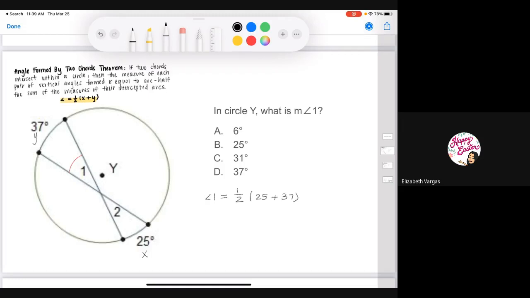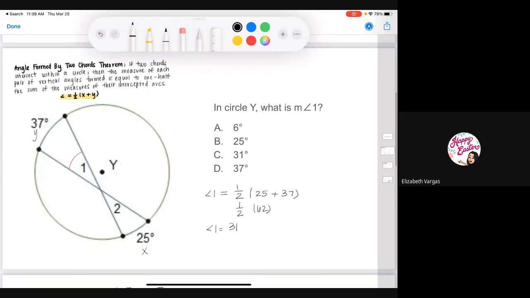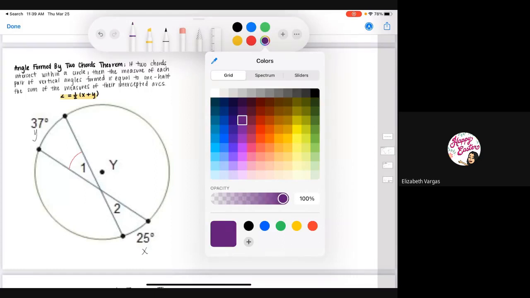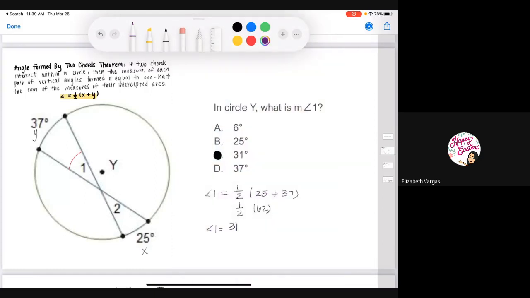25 plus 37 is 62, so 1/2. So basically, you're multiplying 1/2 by 62, which gives you 31. And so therefore, your measure of angle 1 is equal to 31 degrees, which gives us C. Okay, so basically you can identify that here you have two chords that intersect. So therefore we can use this theorem right here, which tells us to use this equation, which allows us to solve for the measure of angle 1.